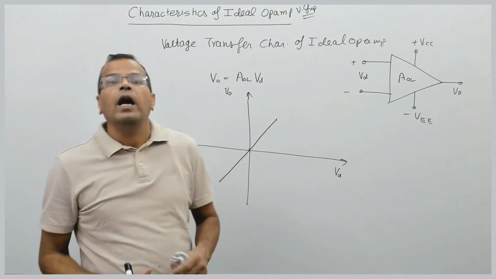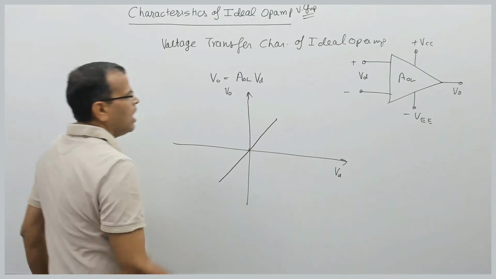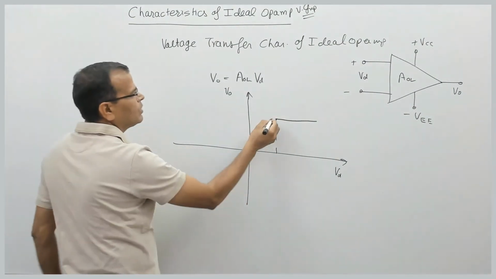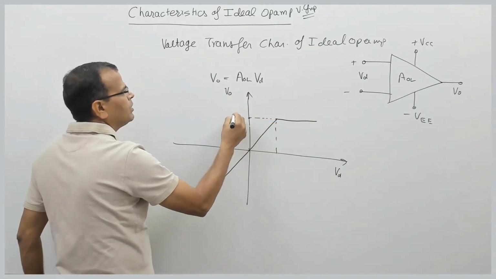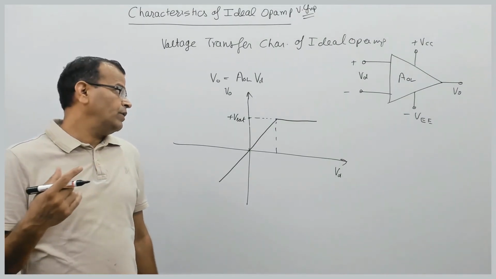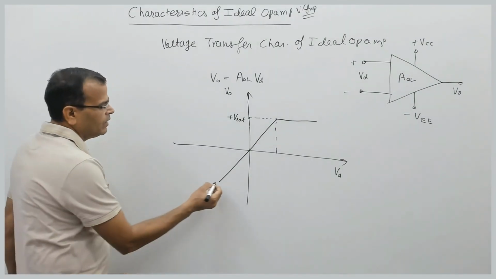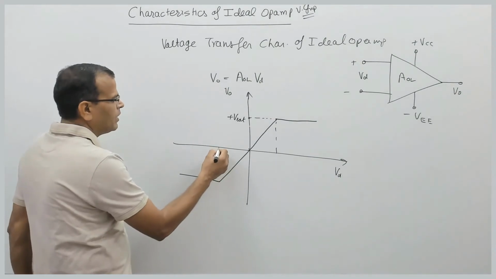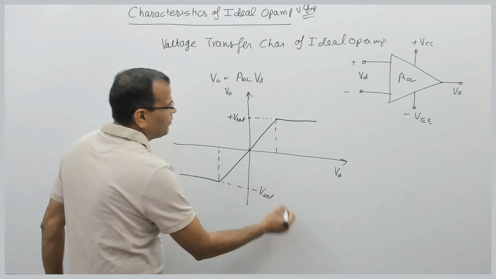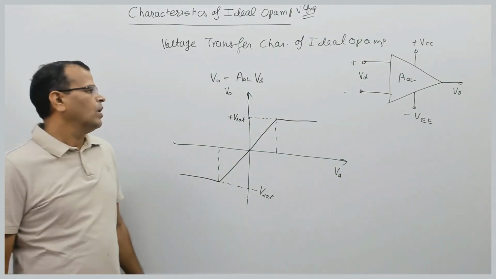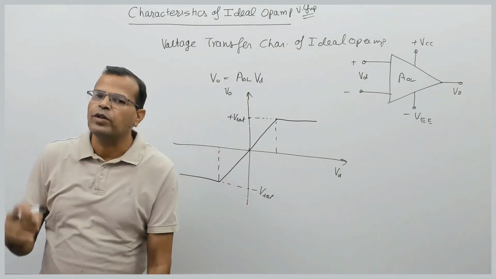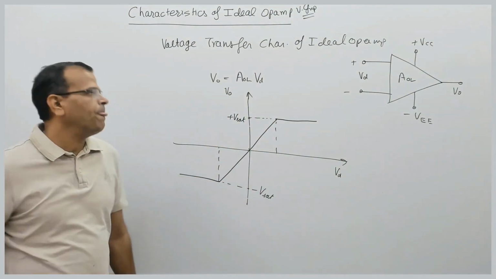this is not applicable for the whole range. After a certain value of input, the output becomes constant, and that voltage is plus Vsat, the positive saturated voltage. Similarly on this side, after a certain value of input, it gets saturated on this side, at minus Vsat. So this is known as the ideal characteristic, or ideal voltage transfer characteristic, of the op-amp.